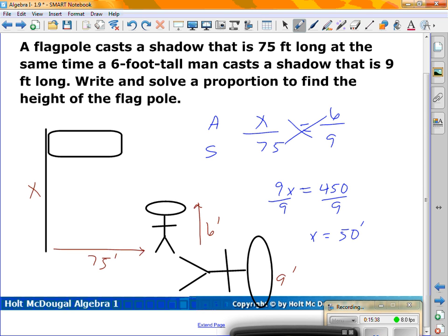Now, I don't need the entire picture, but for some people, that picture helps you visualize and understand what's going on. Take the actual height of the one object over its shadow, then equals, and then actual height over the shadow.